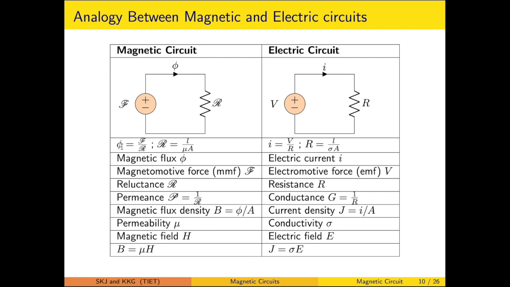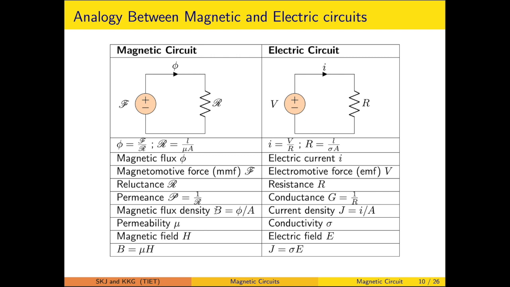Further, you have the expressions: the reluctance is L upon mu A, whereas the resistance is L upon sigma A. Sigma is the conductivity, mu is the permeability. So from that you can say flux is analogous to the current, mmf is analogous to the emf V, reluctance is analogous to the resistance, and the reciprocal of the reluctance, which is the permeance, is analogous to the conductance, which is the reciprocal of the resistance.